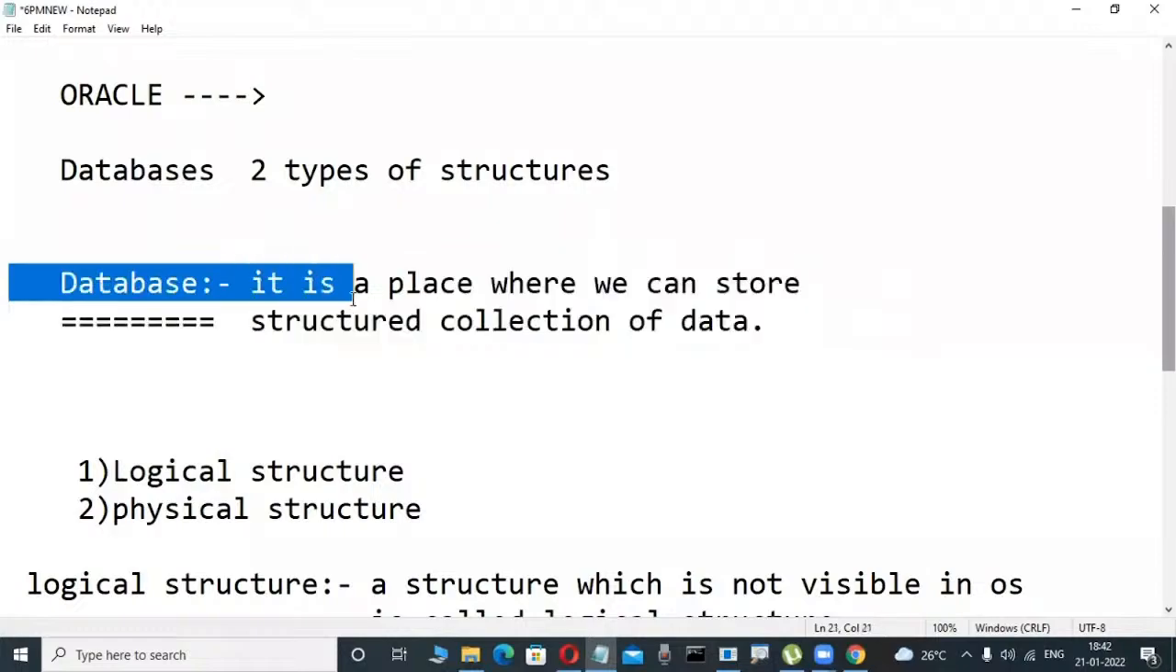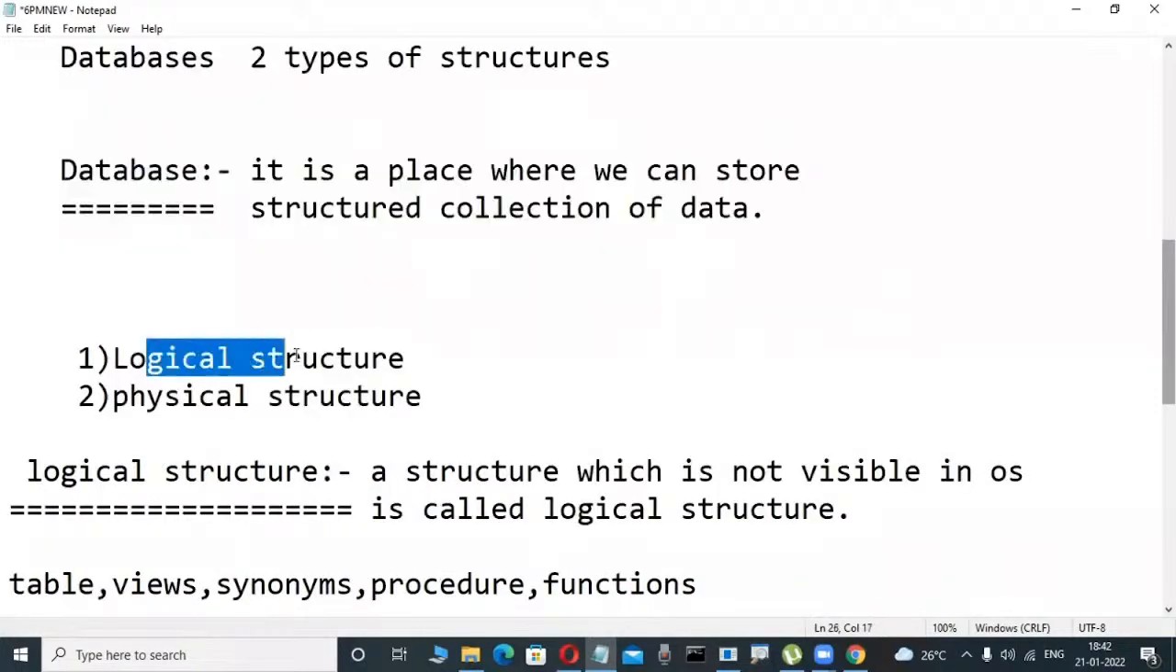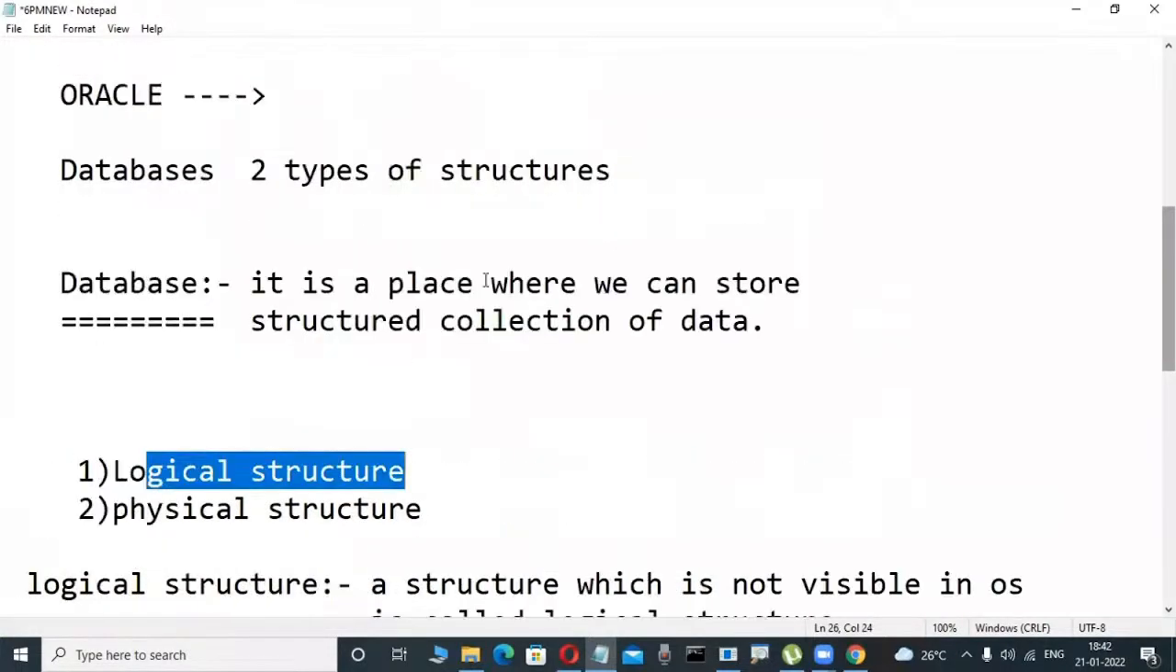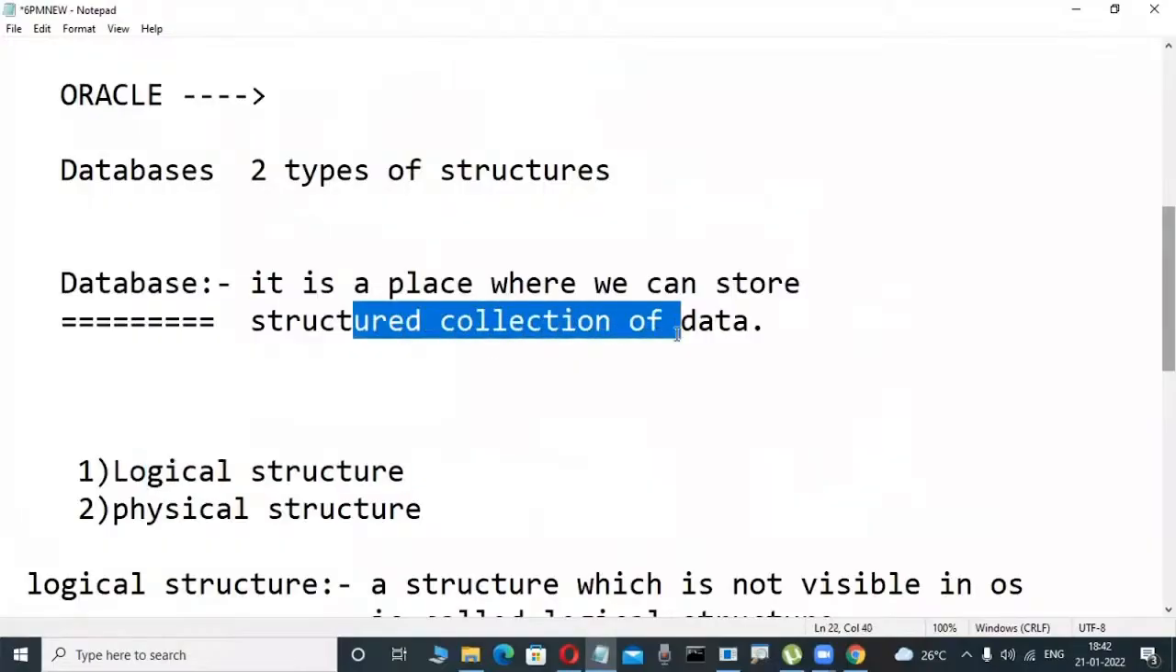Why? Because this is a developer definition. Developers are good logically. A table is nothing but a structured collection of data. They have an idea.